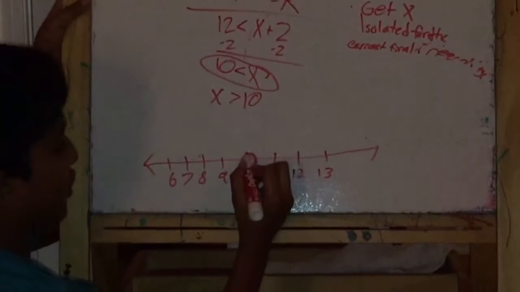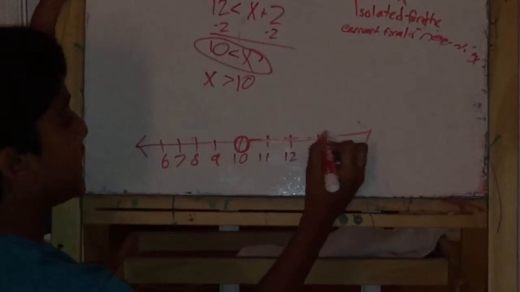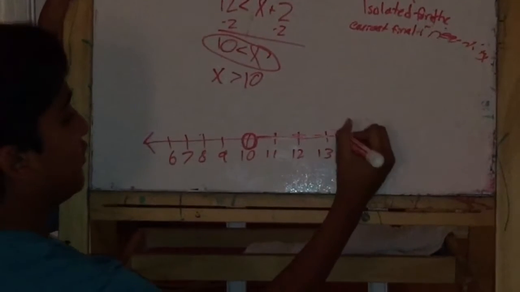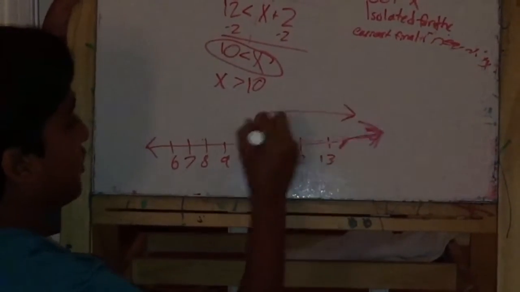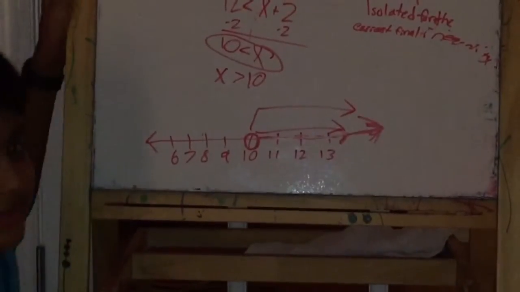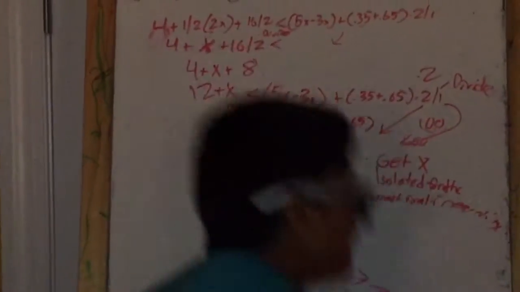It's a simple inequality, so you don't have to put the filled-in circle, and you shade to the right. Or if you don't want to shade, you can just put an arrow. Like that, or like this. It doesn't really matter. You're still getting it right. So final solution?